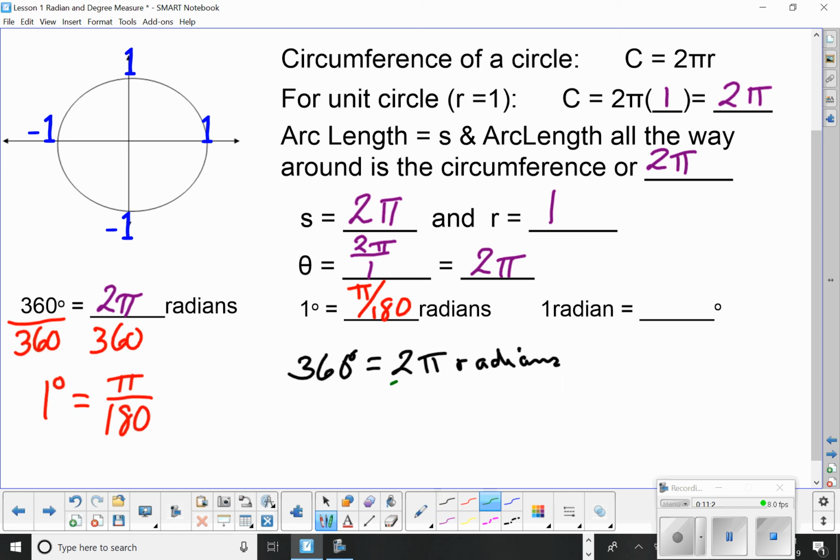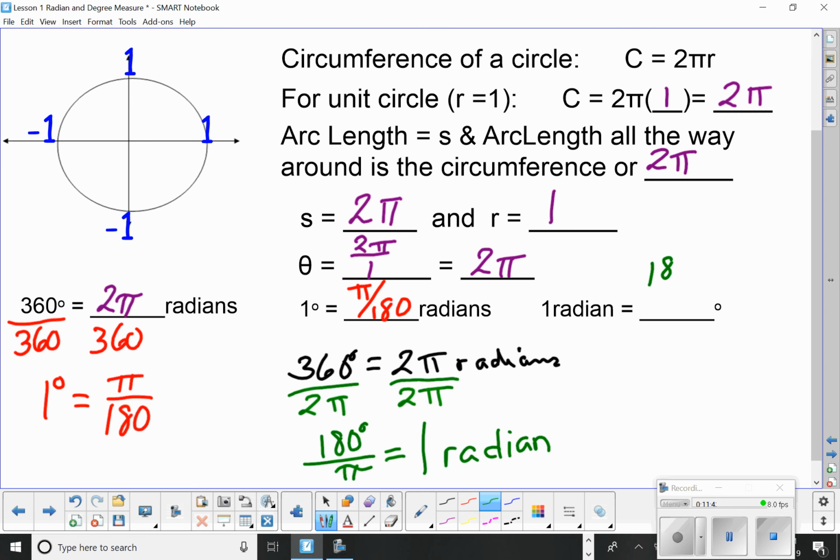So here, if I divide this side by 2 pi, that will give me 1 radian. I have to divide this side by 2 pi, and I get 180 over pi is equal to 1 radian. So 1 radian is equal to 180 over pi degrees. If you know this, you can go back and forth between degrees and radians.